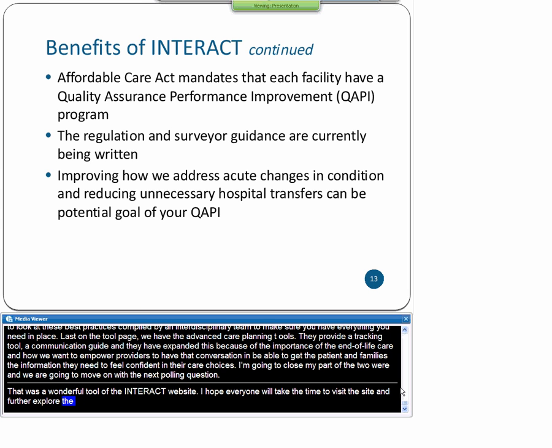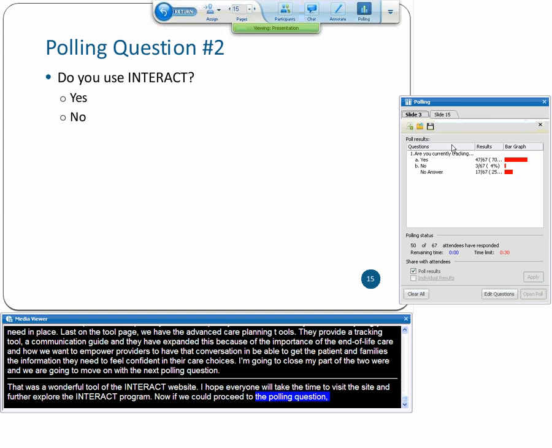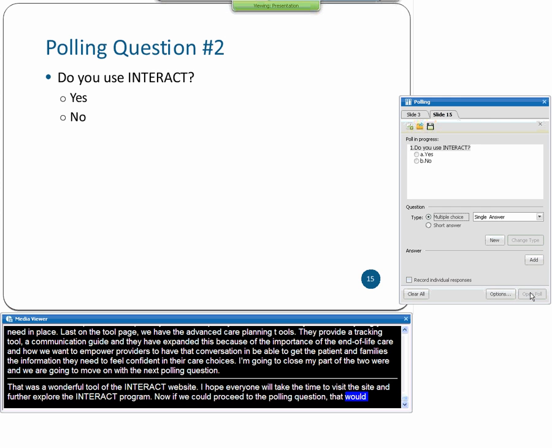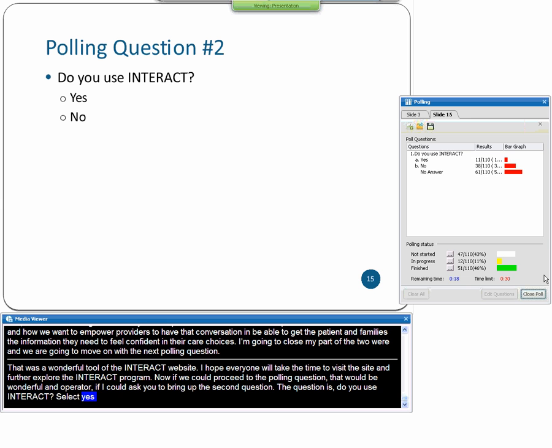And operator, if I could ask you to bring up the second polling question. The question is, do you use Interact? Please select yes or no and click the submit button. You will have approximately 30 seconds to complete the poll, and we will share the results with you as soon as we have completed the polling here.